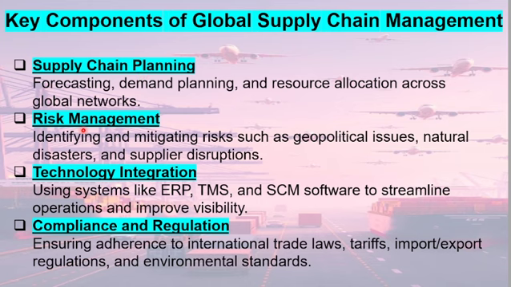Fifth is risk management: identifying and mitigating risks such as geopolitical issues, natural disasters, and supply disruption. Mitigating risk means how to reduce the risk, such as global political issues, natural disasters, and supply disruption.